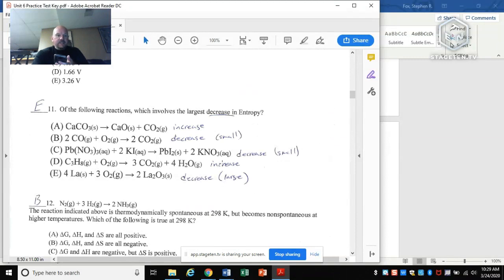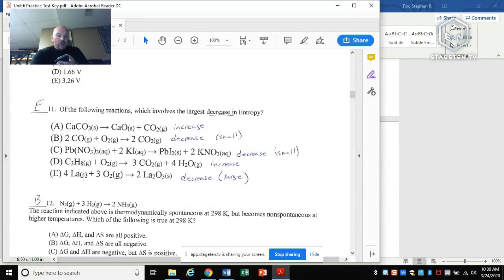So that's an increase. This one we have a decrease, but it's not a huge decrease because everything's still a gas. We have 3 moles of gas going to 2 moles of gas. So that's a decrease, but it's not a huge decrease. Here we have all aqueous, and then over here we have 1 aqueous and 1 solid. So that's going to be a decrease in entropy, but aqueous isn't as disordered as gas.